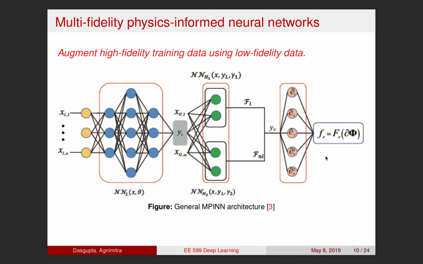To this end, another paper from the research group of Professor Karniadakis at Brown University proposed a multi-fidelity physics-informed neural network, or a composite neural network, which can be trained using multi-fidelity data. It consists of 4 essential parts. The first part, an NN_L, approximates the low-fidelity data, and an NN_H1 and an NN_H2 together learn the correlation between the low-fidelity data Y_L and the high-fidelity data Y_H. This part of the neural network is induced by the PDE that you're trying to approximate.